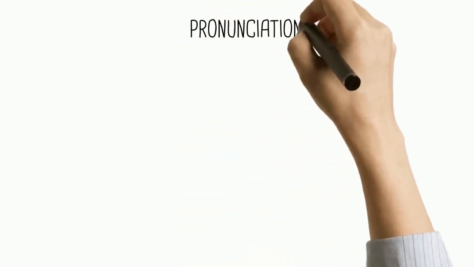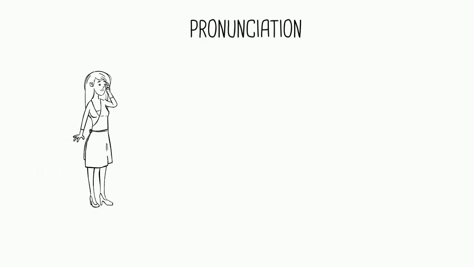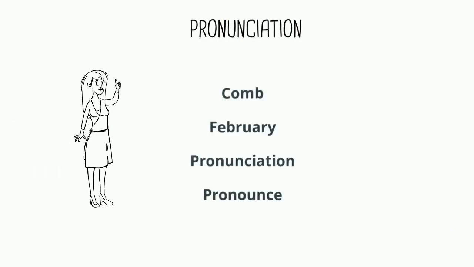The third pillar is pronunciation. If you want people to understand what you're saying, you need to pronounce the words accurately. For example, C-O-M-B is not comb, but it's comb. The B is silent. For the month February, the R after B is silent. And another word that people don't pronounce correctly is pronunciation. It's not pronunciation, but it's pronunciation.